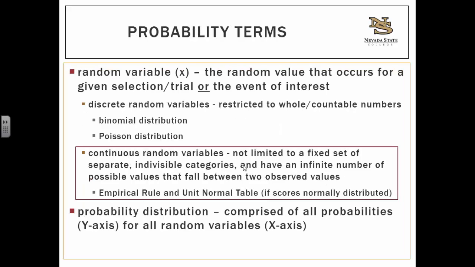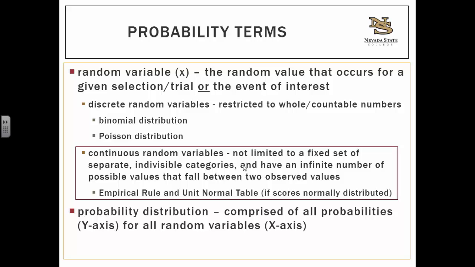So these are the same probability terms that you saw for the discrete probability lecture. X just represents a random variable, the variable that occurs for a given selection or trial. It's really the event of interest. In our case, X is going to be the score or range of scores that we're interested in examining the probability of. Then for the last lecture, you saw discrete random variables. So remember, those are restricted to whole numbers. And now we're really focusing on continuous random variables.